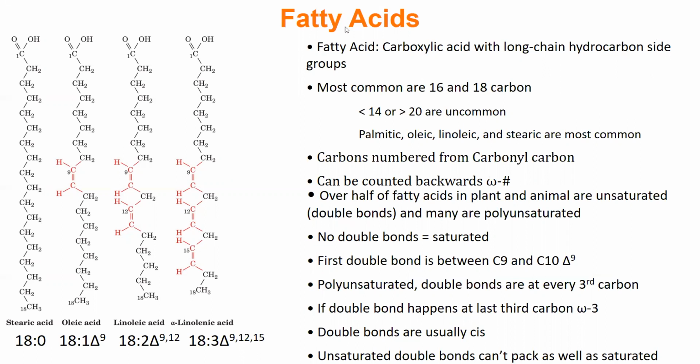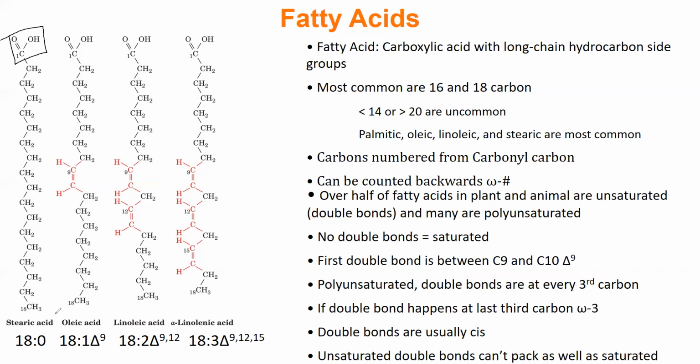So what is a fatty acid? A fatty acid has a carboxylic acid, shown here, and then a long hydrocarbon tail. And the tail can really vary. The most common types of fatty acids you're going to see are 16 and 18 carbons. So carbons less than 14 or greater than 20, they are possible but unlikely.